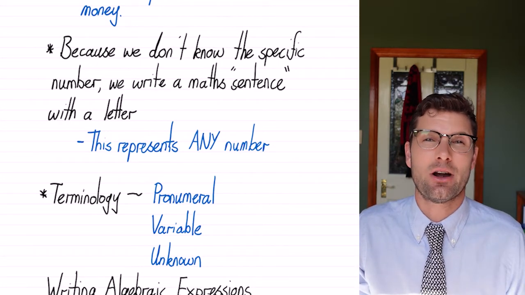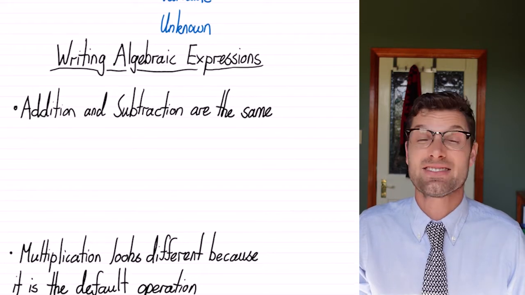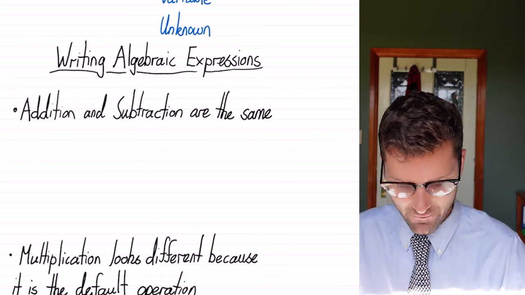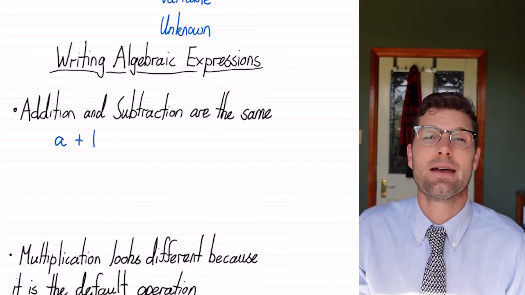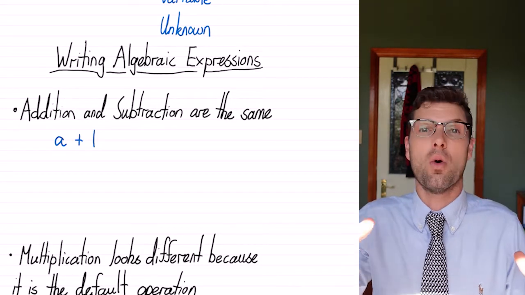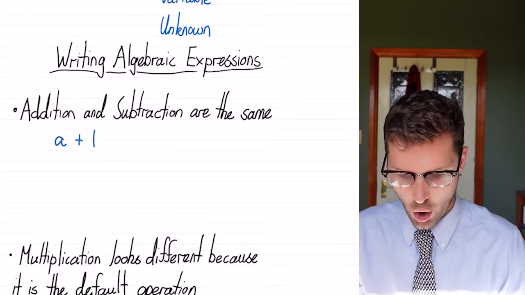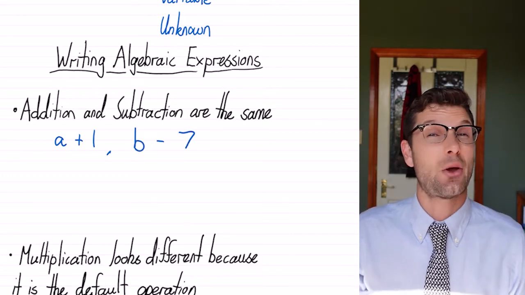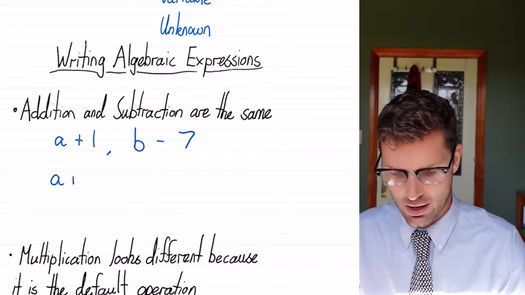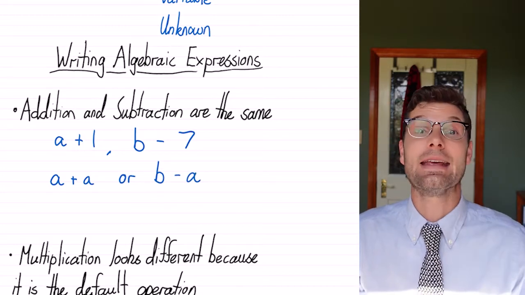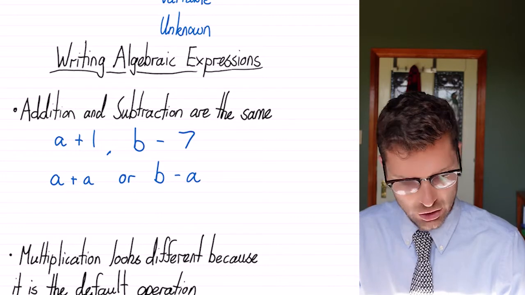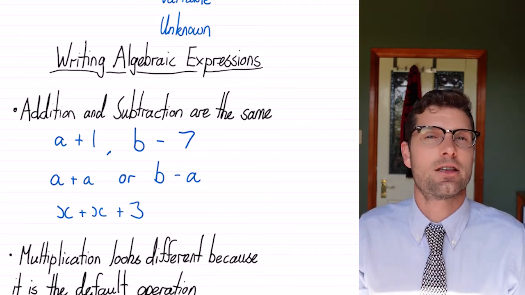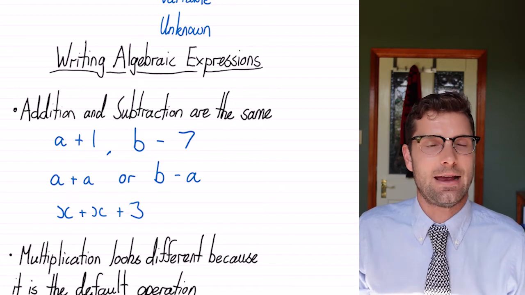When we write these algebraic expressions, most of the stuff that we've seen beforehand in maths stays exactly the same. It's just that instead of a number, we put a letter there. For example, in addition, you could have a plus 1. Exactly the same. You know that you've got this letter and there's one more than whatever it represents in the end. Or you could have something like b minus 7. It's written in the exact same way. You can also add two letters together nice and easily. You can have a plus a or b minus a. It could be any letter as well. I'm using a and b for these ones, but you could have x plus 3, and that's totally fine. The sentences that are written with these pronumerals look exactly the same for addition and subtraction.